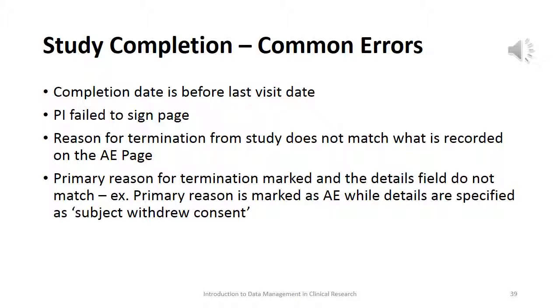Another error we might find is the primary reason for termination that is marked and the details field don't match. For example, we might have indicated that the primary reason was an AE, while what we marked was the subject withdrew consent. They just decided they didn't want to participate anymore. So we want to clarify these, and we do find a lot of these errors. So these pages generally require some further clarification. We want to make sure specifically if a patient is early terminating from the study, why they're doing it.